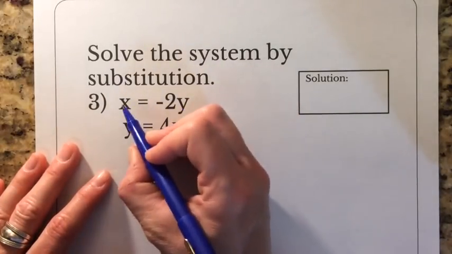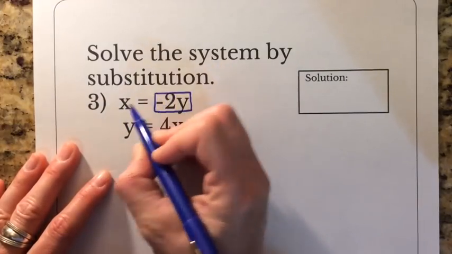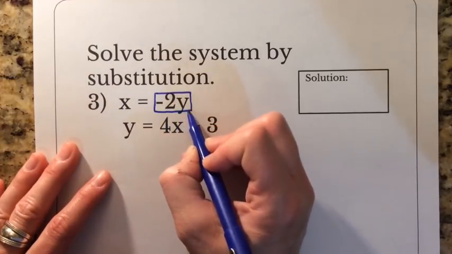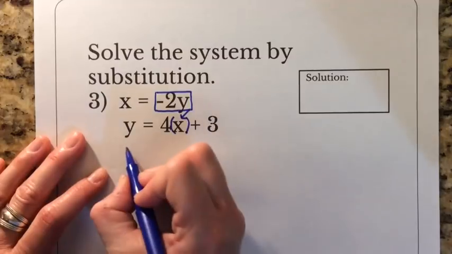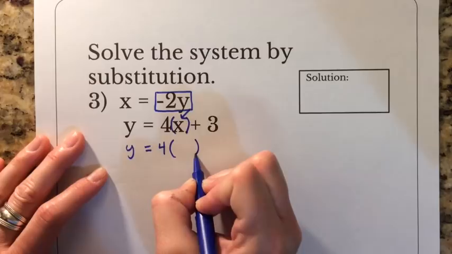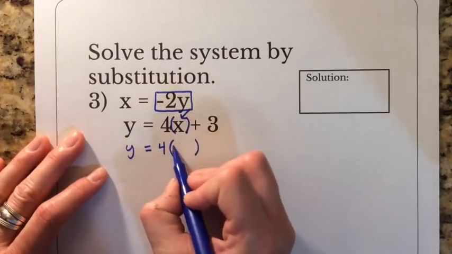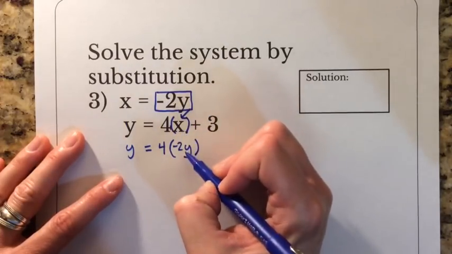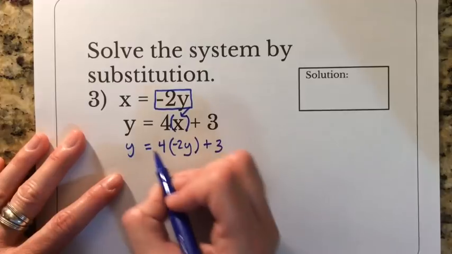So x is equal to, or x is the same as -2y. So if x is -2y, I'm going to take this -2y and replace it right here into the other equation for x. Let's rewrite this. Y equals 4, big parentheses. Instead of writing x, we're going to replace it or substitute it with -2y. Remember, x equals -2y, so I can take the x and change it to a -2y. Okay, let's simplify.